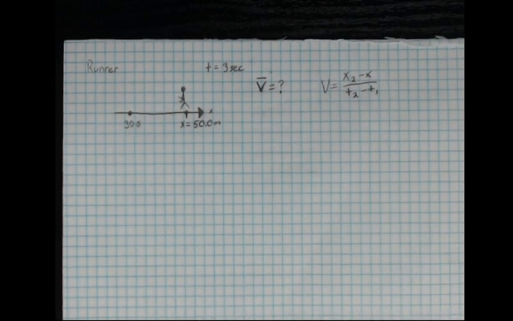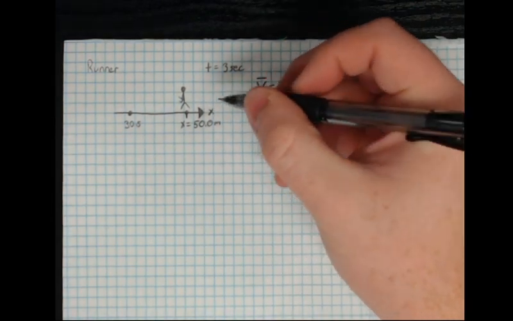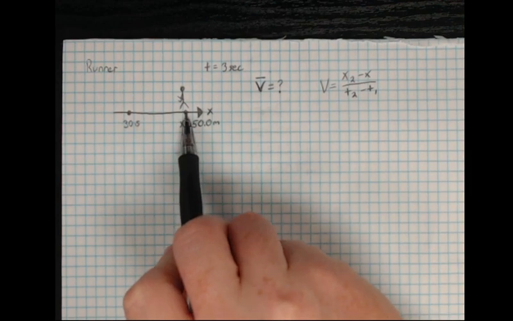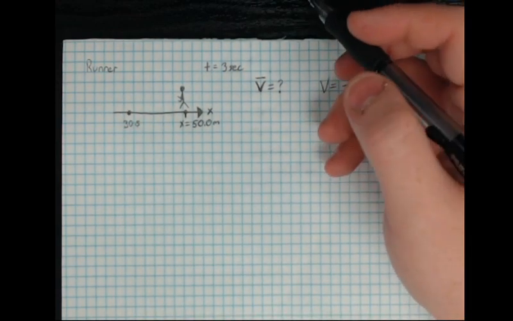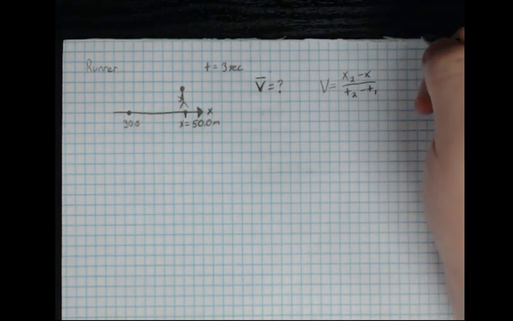But in our first example, we have a runner who is moving along a conveniently placed x-coordinate grid. They are starting at 50.0 meters, and they're ending at 30.5 meters. And that journey takes them 3 seconds. And we want to know what is their average velocity.